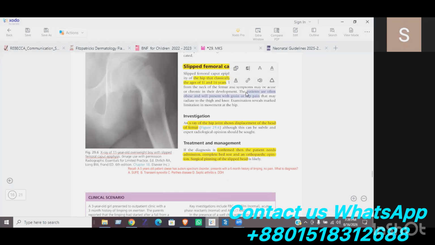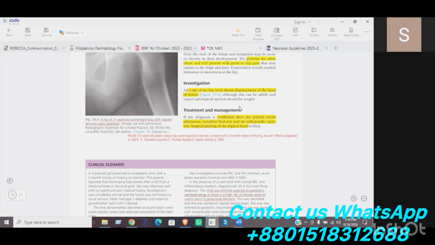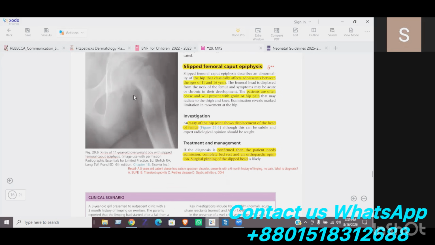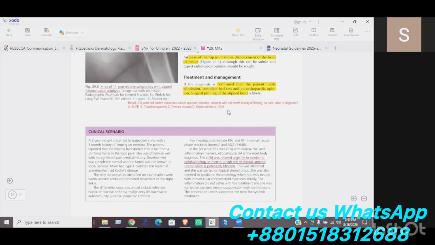This is an obese person. Obesity is most important. The head of the femur is displaced. First of all, you will see age 11 to 16 years, with body obesity and pain in the hip joint. Diagnosis is slipped capital femoral epiphysis. Most of the time X-ray. Management: admission, complete bed rest, orthopedic surgery, fixation of the head.